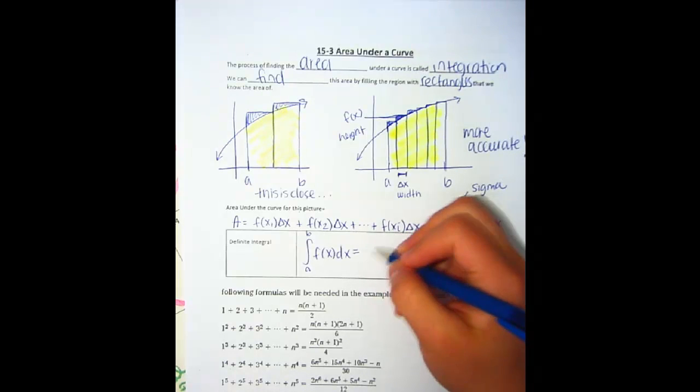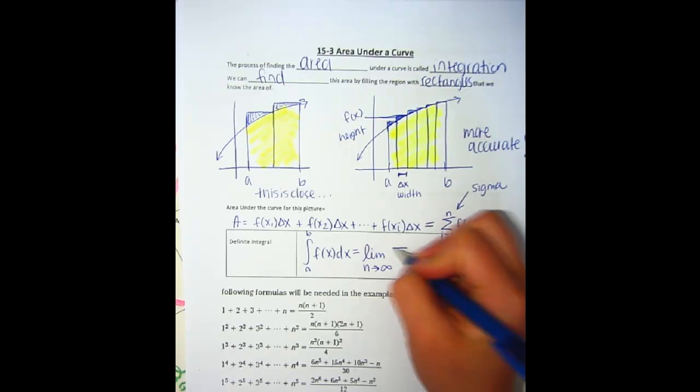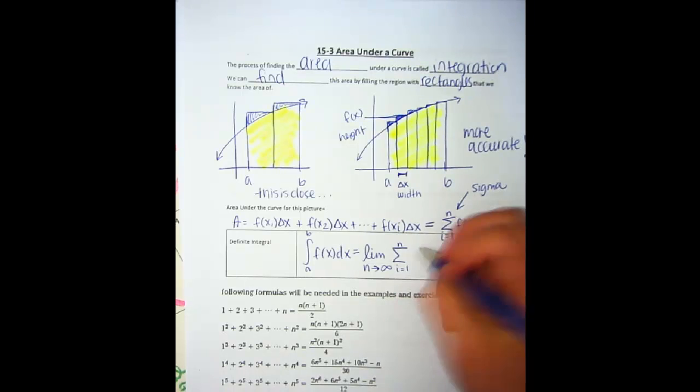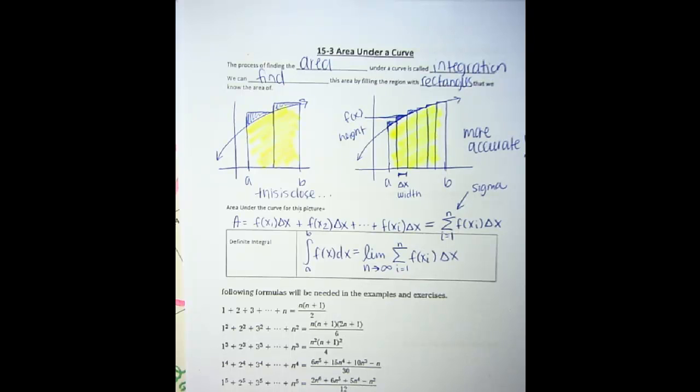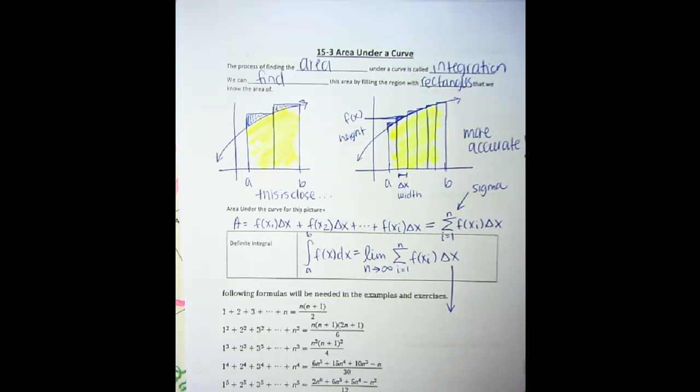So we're going to take the limit as n goes to infinity of the sum of i equals 1 to n for f of xi delta x. Okay? And that's going to be the equation that we work with today. Now, you might ask yourself, what is xi? What is delta x? Well, for any given curve, we can find that delta x is just that change in a and b times how many times that happens. So how many rectangles. So delta x is b minus a over n.